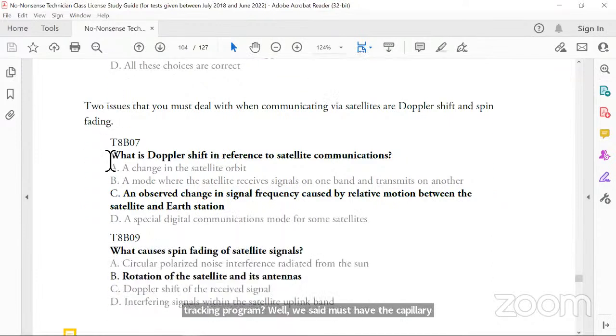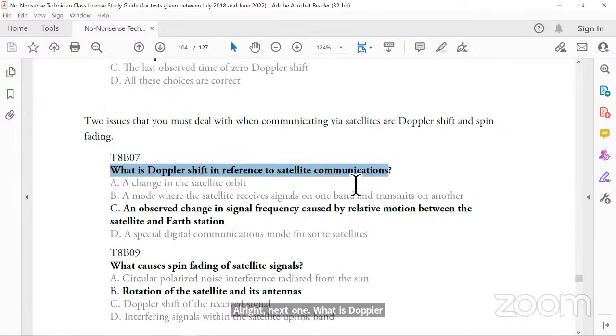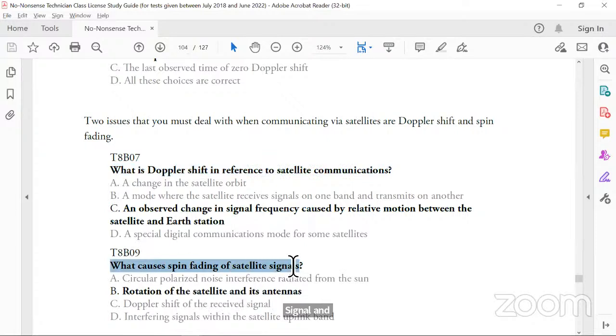All right. Next one. What is Doppler shift in reference to satellite communications? It is an observed change in signal frequency caused by the relative motion between the satellite and the Earth. Remember, we gave the example of the ambulance moving relative to us. Changes in pitch. Same thing happens with a satellite signal. And our last question in the question pool for this evening is, what causes spin fading of satellite signals? It's the rotation of the satellite and its antennas. So as it spins in space, that causes spin fading.